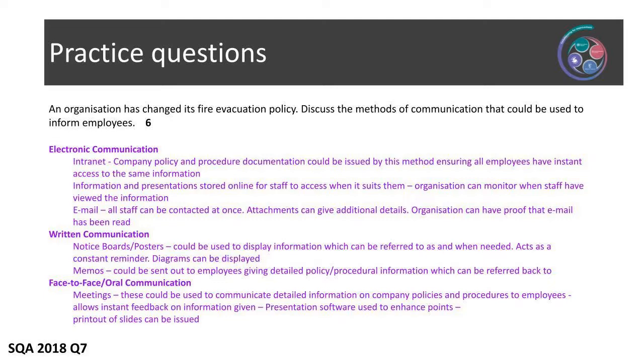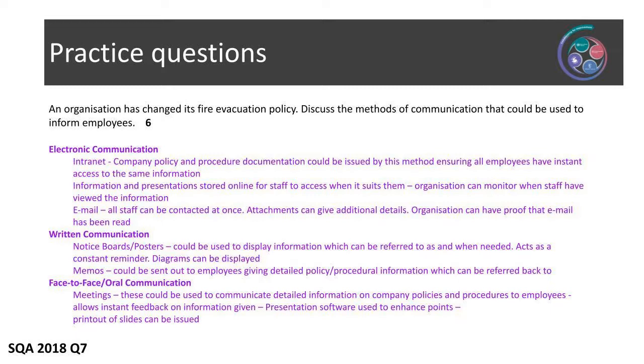So within electronic communication, something could be published on the intranet, for example, that internal system with the latest company policy and procedures. Information and presentations could be stored online, potentially, and staff access them when it suits them, and the organisation might wish to monitor who is accessing it. And of course, email. It might be a case of sending out a group email or an email newsletter or bulletin containing that information. And then there's obviously proof that the email has been sent and read.